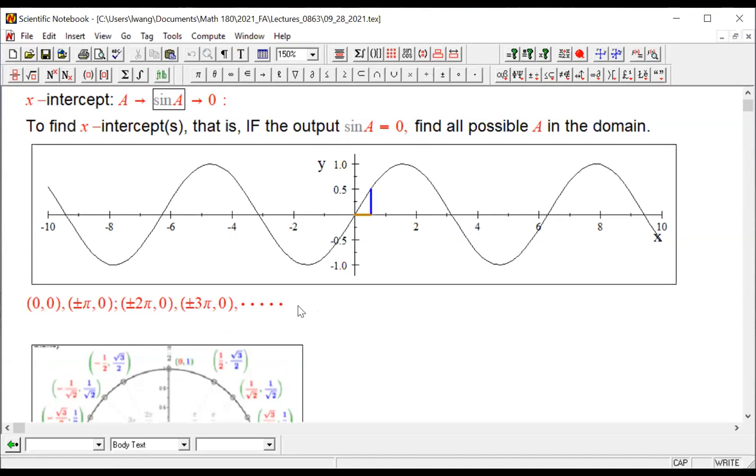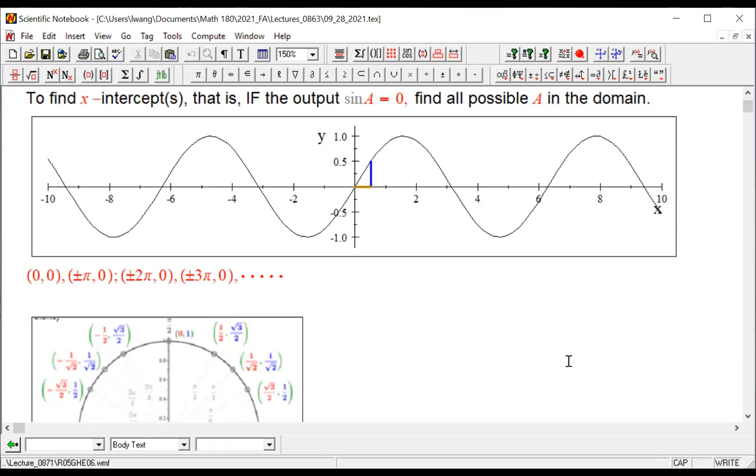So what will be that algebraic expression that your professors like to see you present to them and give you points for? What will be that expression to show all of these points at which the output is 0? That expression is k times pi, comma 0, where k is any integer.